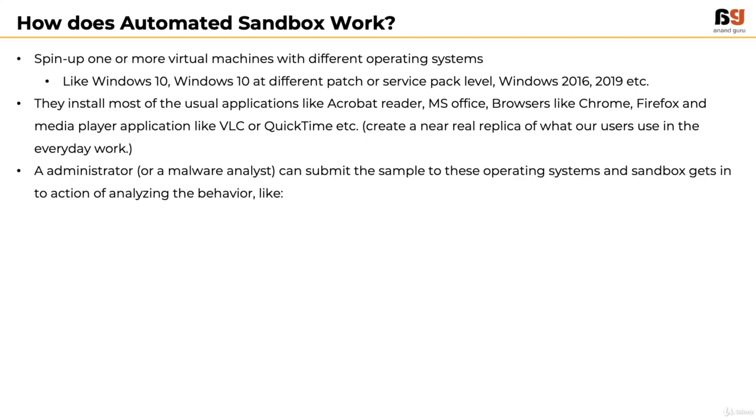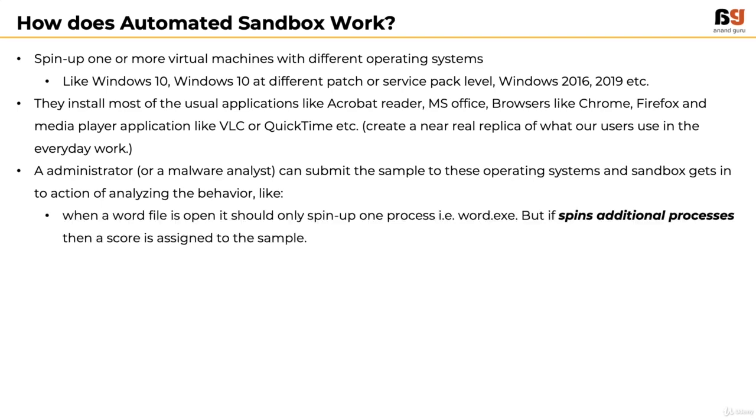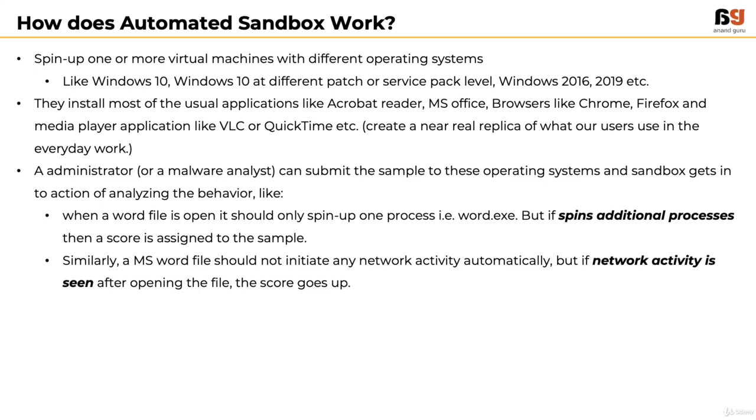Typically, these sandboxes will look for behaviors like when a Word file is opened, it should only spin up one process, that is winword.exe. But if it spins up additional processes, then a score is assigned to this sample. Similarly, an MS Word file should not initiate any network activity automatically. But if network activity is seen after opening the file, the score goes up.